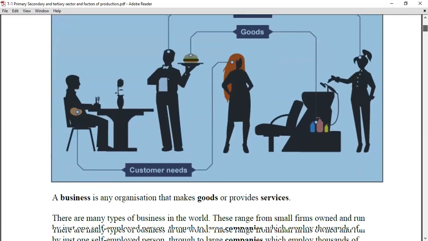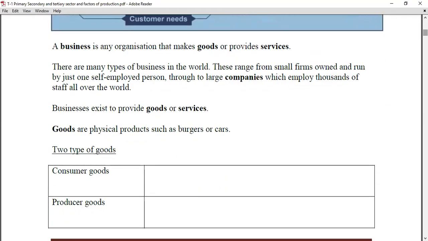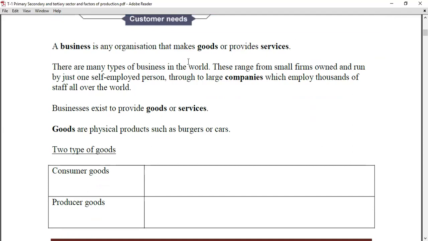Right. Let's go to the main parts: what are the types of goods and types of services? A business is any organization that makes goods or provides services, and there are many types of businesses in the world. These range from small firms owned and run by just one self-employed person, we call a sole trader. There are businesses run by one person. Sole trader businesses are available, like a salon, which can be run by one person, a person selling newspapers, a person selling fruits. There are so many places. One-man businesses are there, and large companies are also available.